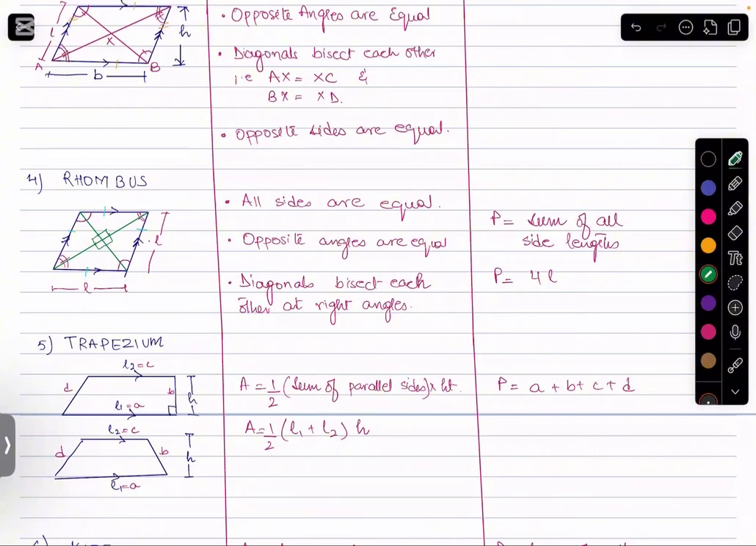So what is the perimeter? Perimeter is the sum of all the sides. And what is the area? The area is again base times the height. Forgot to write that. The area is again base times the height here.